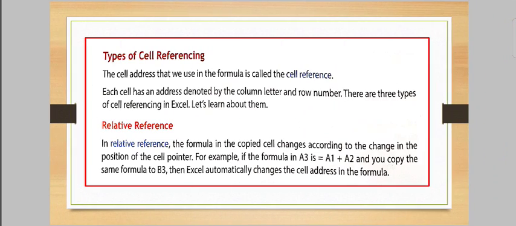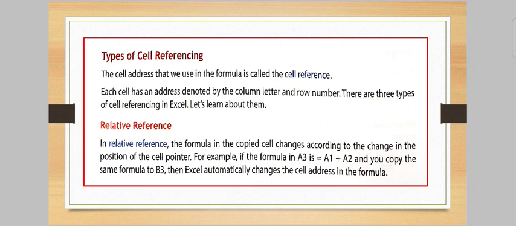Next is types of cell referencing. The cell address that we use in a formula is called a cell reference. So first is relative reference. In relative reference, when the formula is copied, the cell address changes according to the change in the position of the cell pointer.